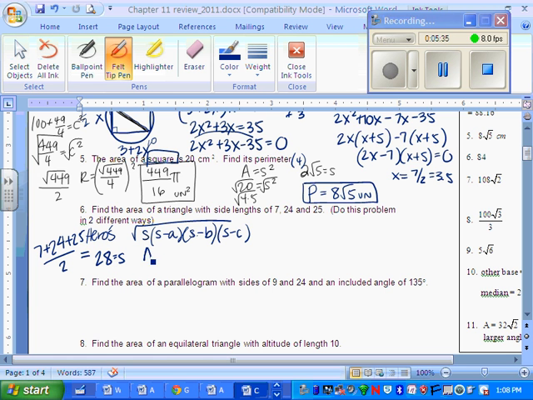So if I plug it in to find the area, I'm going to do 28 times (28 minus 7), one side, (28 minus 24), the second side, and (28 minus 25), the third and last side. Plugging all that in, I get square root of 28 times 21 times 4 times 3. Hold on, this should be just 4.